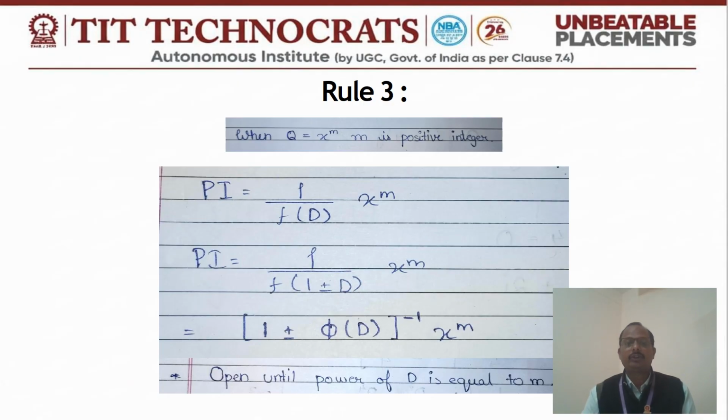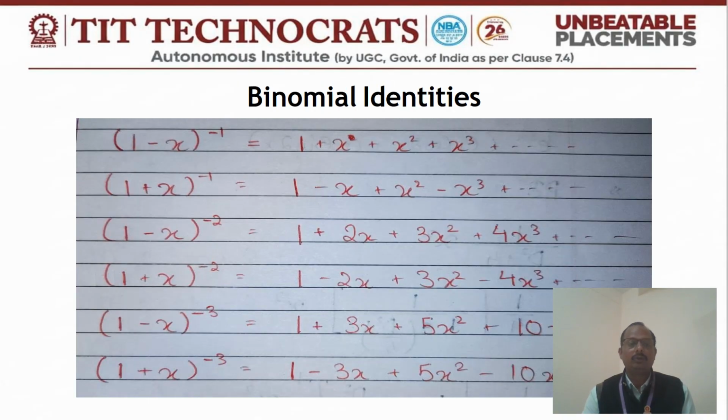So there is another case, Q equal to x to the power m, where m is positive integer. So formula 1 by f(D) x to the power m is equal to 1 upon f times (1 plus minus phi(D)) to the power minus 1 x to the power m. Here we use the formula of binomial. So (1 minus x) inverse, (1 plus x) inverse, such type of formula you have already studied in school level. So just memorize that and use it in the examples.